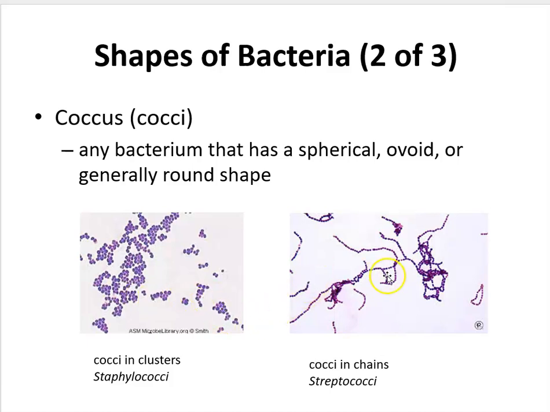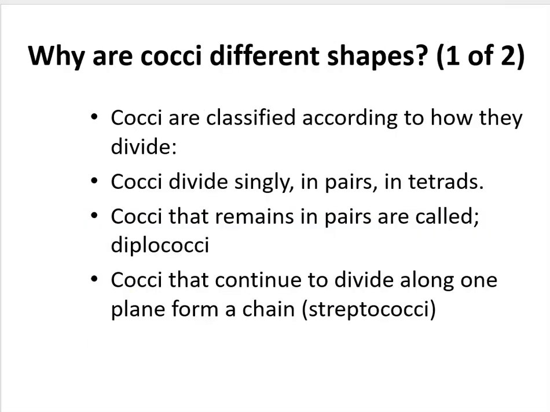So here's your little strep. Do you see that long chain? So this is divided in one plane. This is divided in more than one plane. All right. Cocci are classified singly, pairs, tetrads. If they remain in pairs, if you just see pairs, they're reported as diplococci. And again, if they continue to divide along and form a chain, it's streptococci.